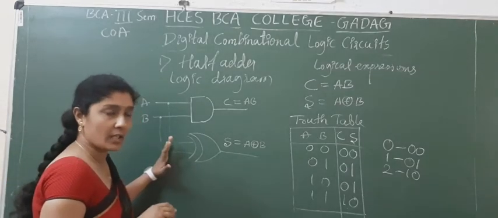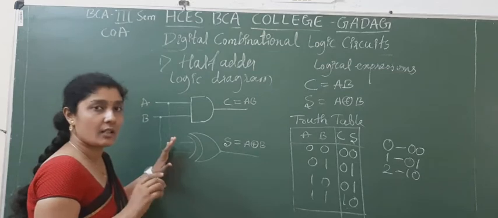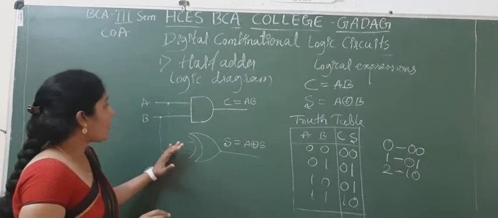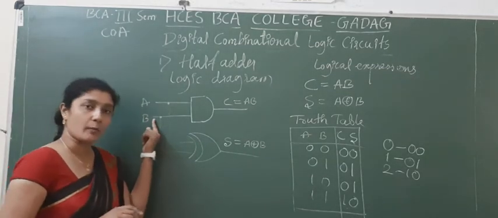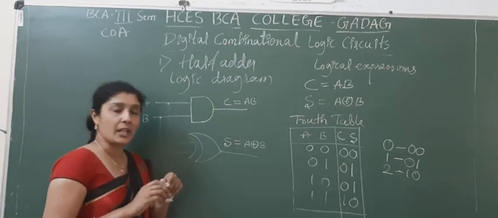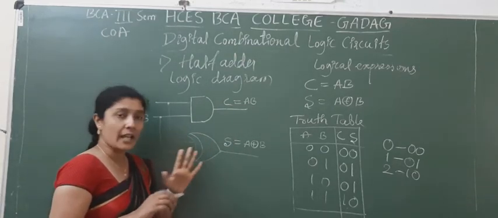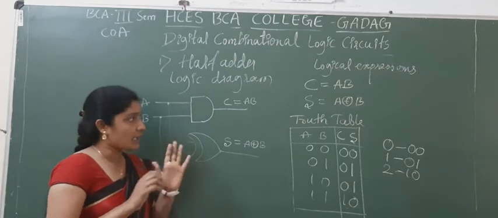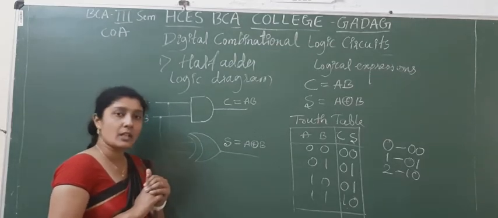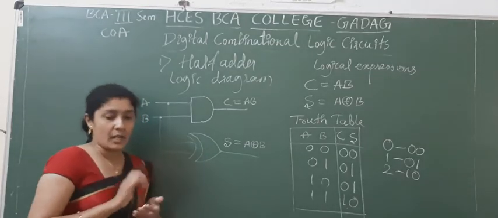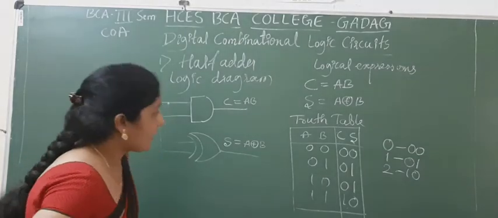So what is half adder? Half adder is a digital combinational logic circuit which adds two binary inputs and gives two binary outputs, namely carry and sum. Okay, and these are the related information about half adder. Now let us study the next one, that is full adder.